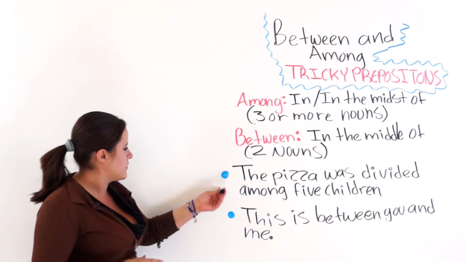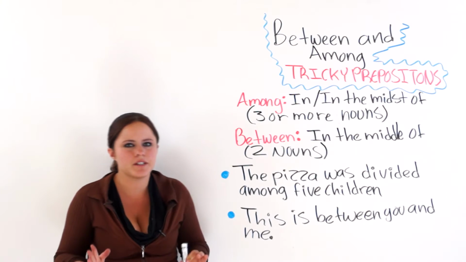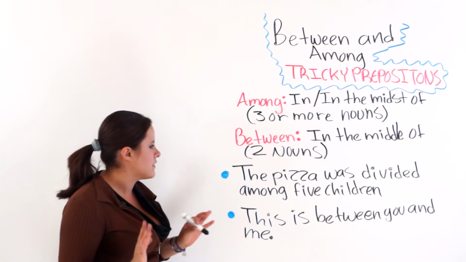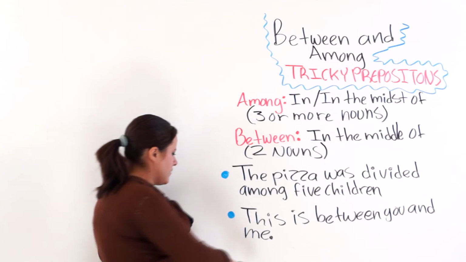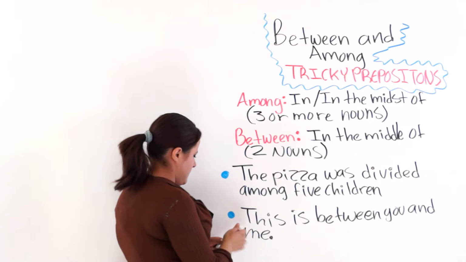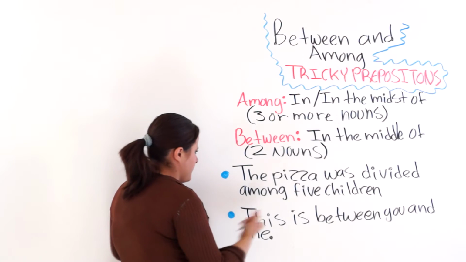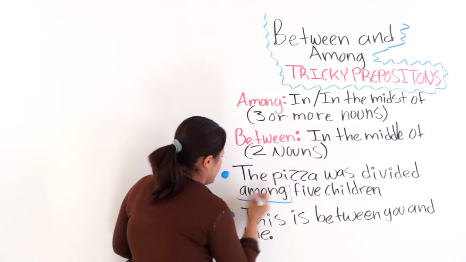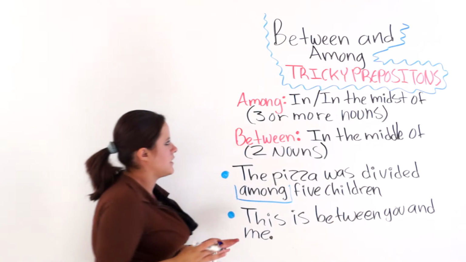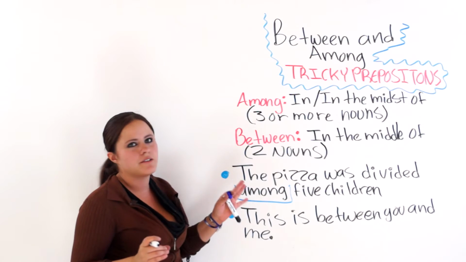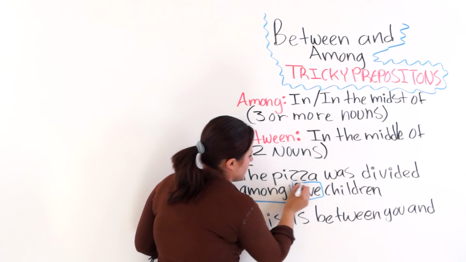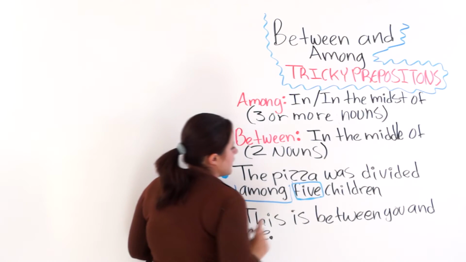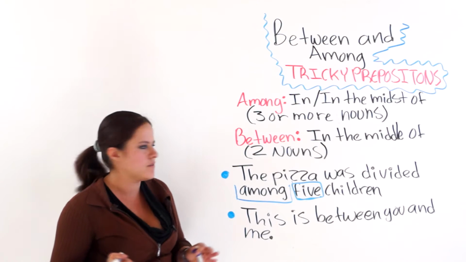Okay, I have two examples here for you on the board. The first one says, the pizza was divided among the 5 children. We are using among, and we know that it means in or in the midst of. Okay, and it is used for three or more nouns. 5 children. So it is correct.